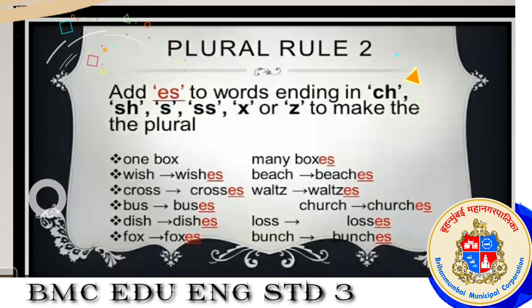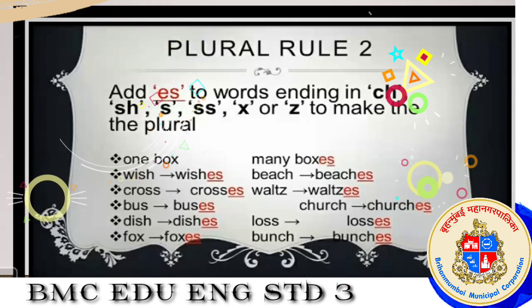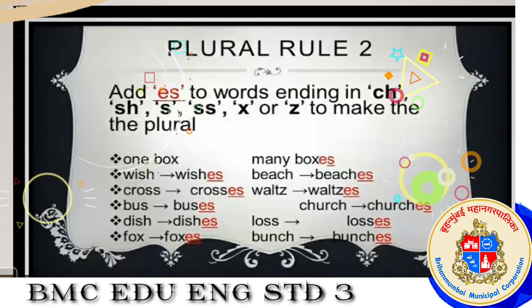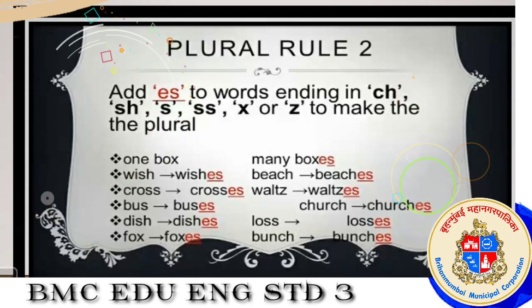In the spelling of dish, D-I-S-H, it is ending with SH. So we will add here ES. So it becomes dishes. Fox, foxes. Beach, beaches. Waltz, waltzes. Church, churches. Loss, losses. Bunch, bunches. So now why we add ES here?